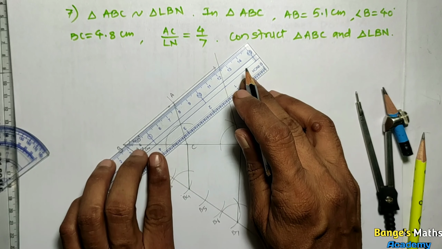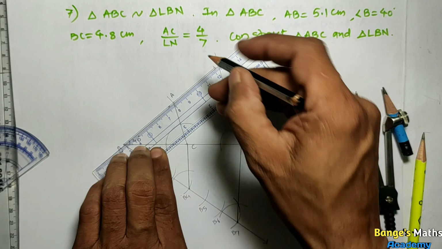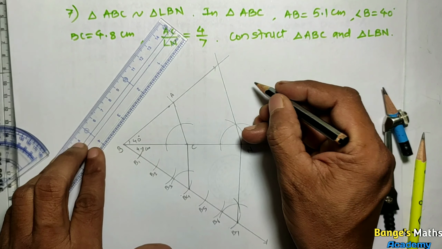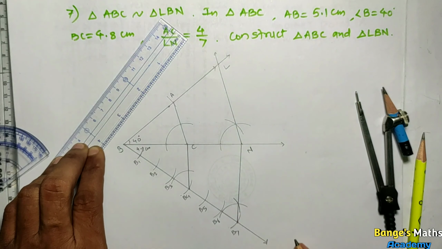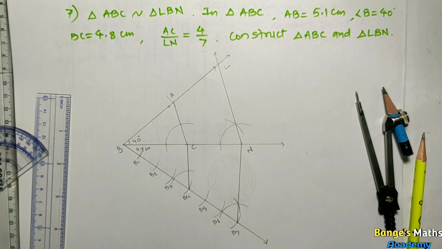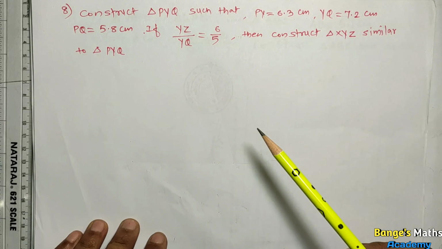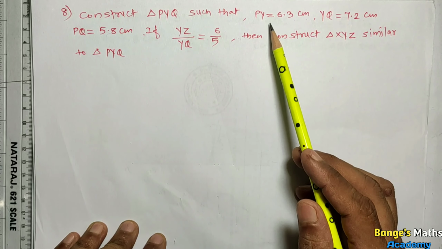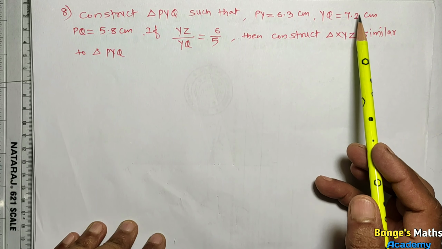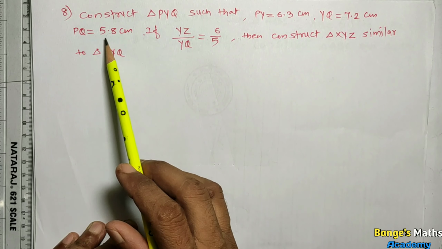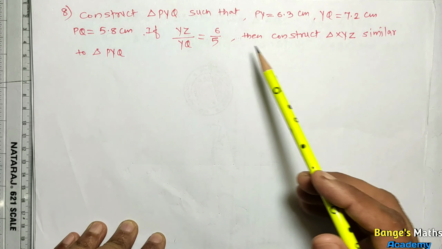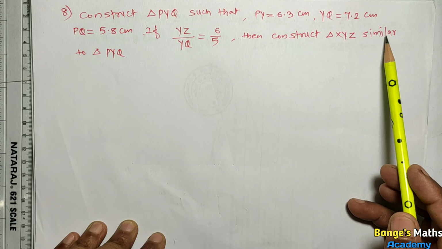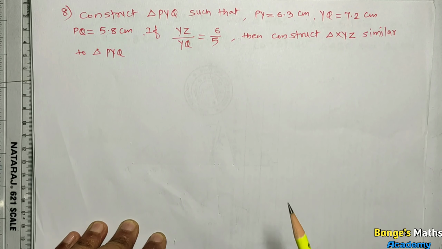Extend ray BA. We get the point L. So this is the required triangle ABC and triangle LBN. Eighth example, construct triangle PYQ such that PY is equal to 6.3 cm, YQ is equal to 7.2 cm, PQ is equal to 5.8 cm. If YZ upon YQ is equal to 6 upon 5, then construct triangle XYZ similar to triangle PYQ.